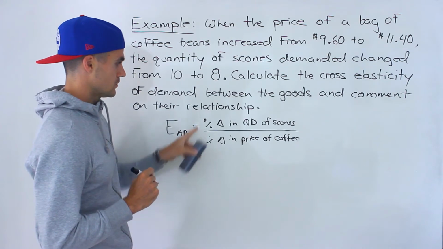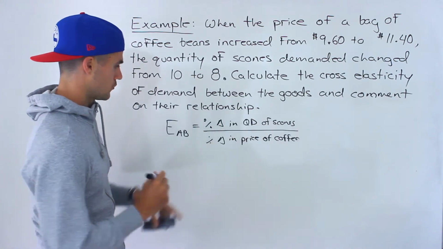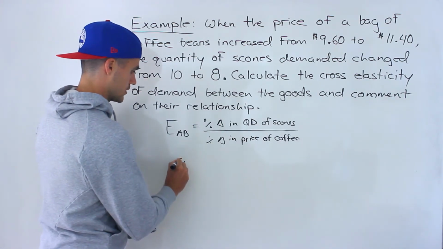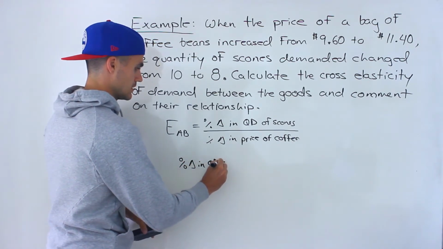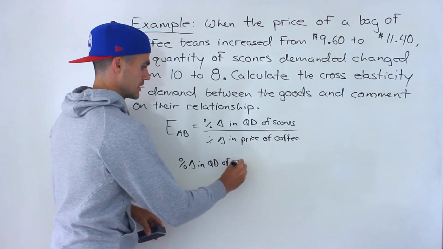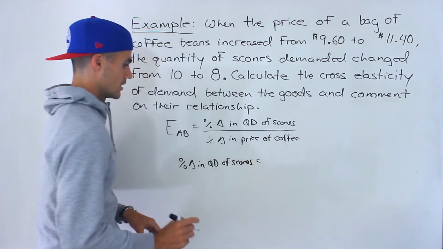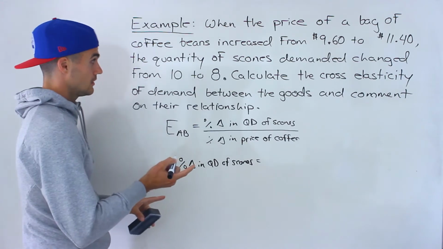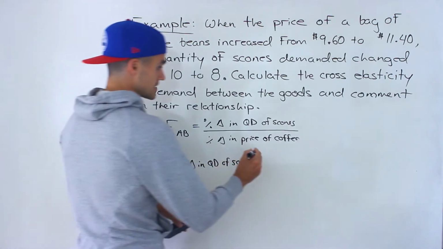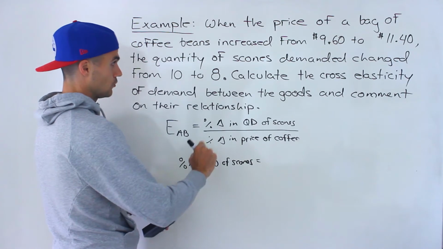So what we would do is, let's first work with the numerator. So I'll do that over here. We'll have the percentage change in quantity demanded of scones. This is going to be side work over here. That's going to be the change in the quantity demanded of the scones, so basically the new amount minus the old amount.